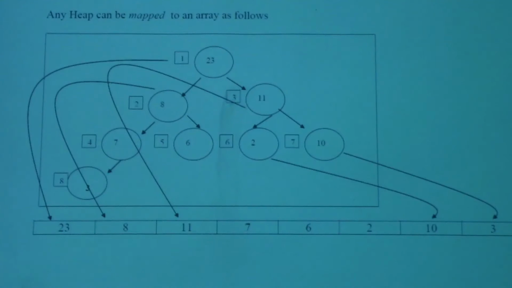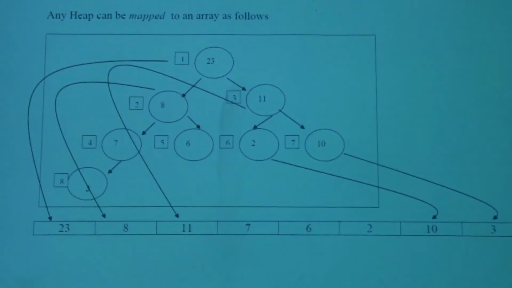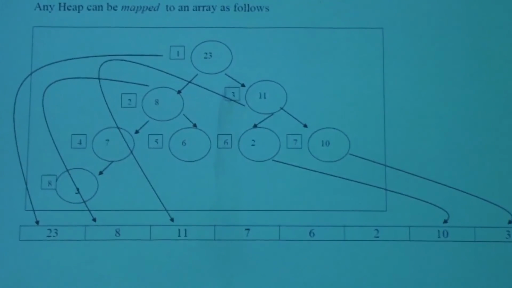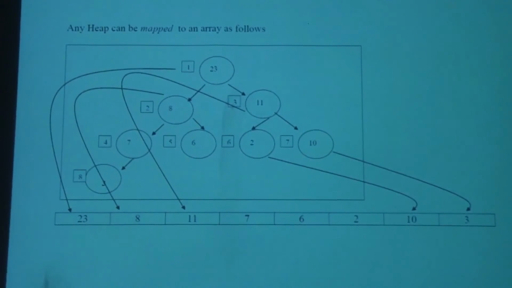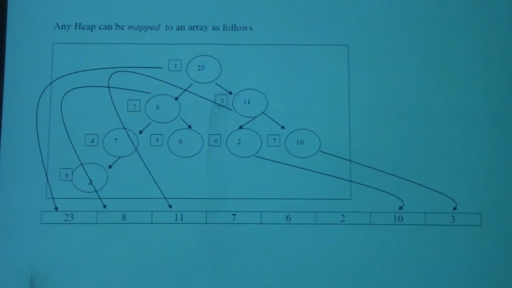Okay. All right, now, this is showing you that, in fact, because of the properties that we talked about in terms of being complete, and in terms of the fact that given an index 1 or 2 or 3 or 4, we can compute the left child, right child location. Given an index, we can compute the parent location.